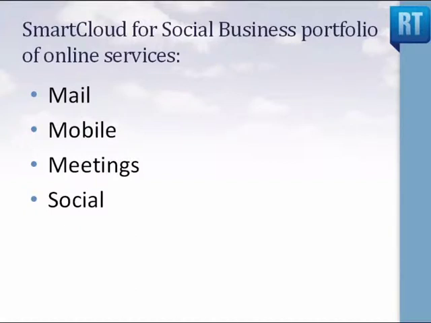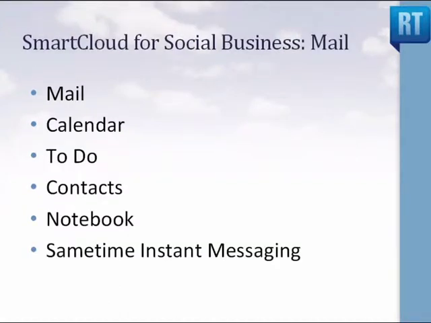SmartCloud for social business includes basically 4 services: mail, mobile, meetings, and social, and we're going to look at each one in turn here. Mail is IBM Notes Mail. In essence, it's mail, calendar, to-do, contacts, that's your personal contacts from Lotus Notes if you're a Lotus Notes user, and your notebook also from Lotus Notes. And finally, it's same-time instant messaging.